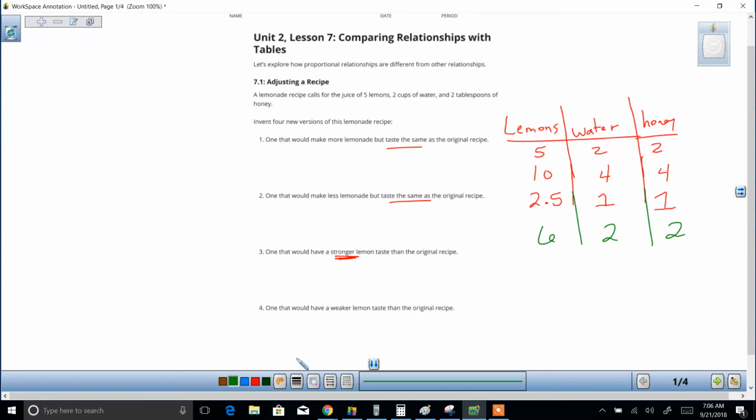If I wanted to make the lemon weaker, then I could leave the water and the honey the same at 2 and decrease the amount of lemons used. So I could do like a 4-2-2 ratio. Still be lemonade, wouldn't have as much lemon to it, and it wouldn't match the other ratios that I had in the table. So sometimes relationships in these tables don't always have a proportional relationship. We have to be on the lookout for that. And that is Lesson 7, problem number 1, Unit 2.